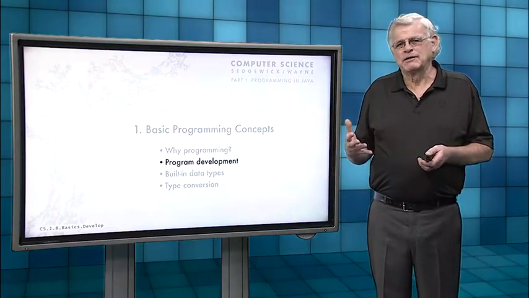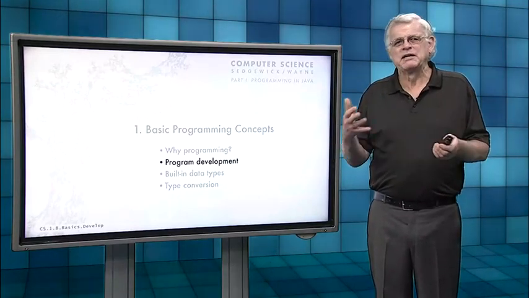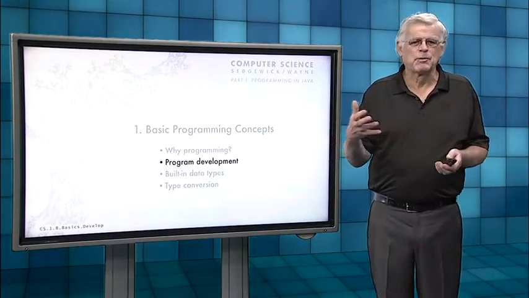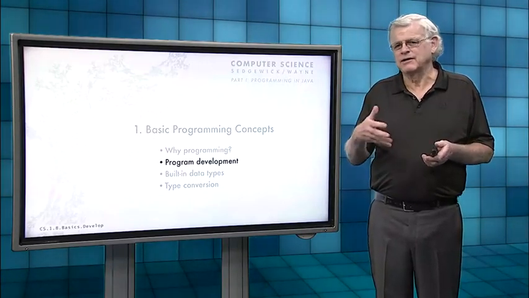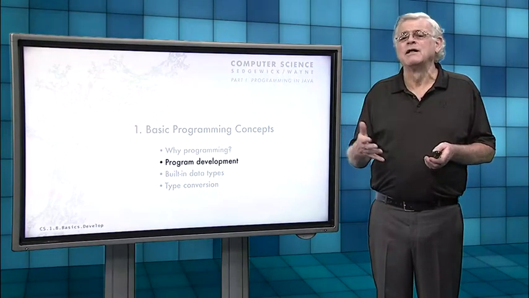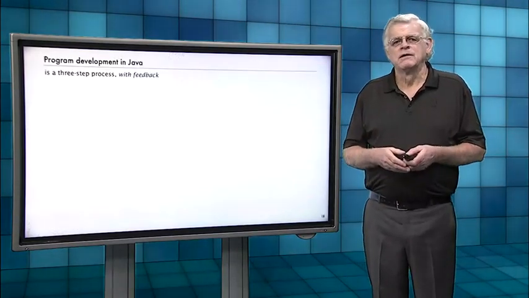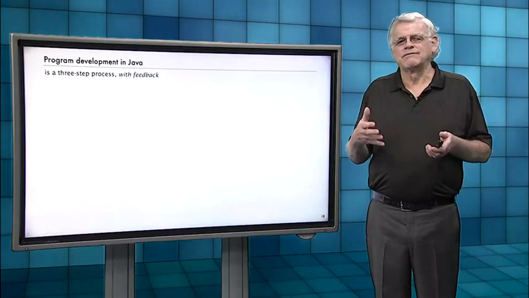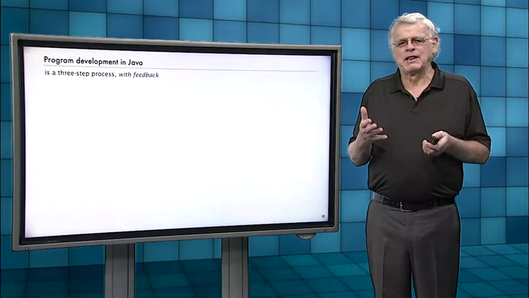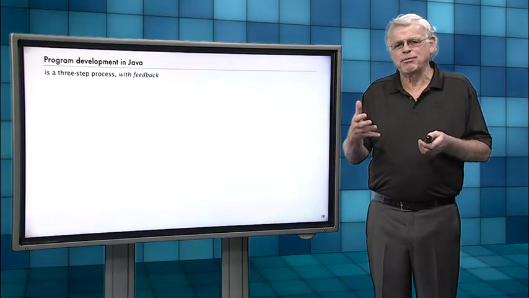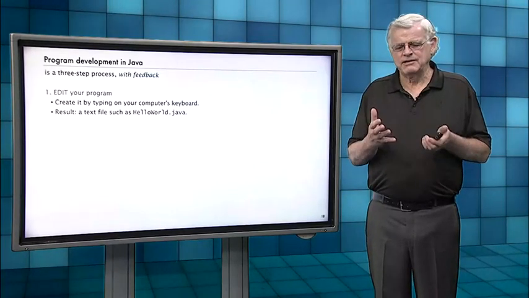And so, to answer the inevitable questions that we get about which way to develop a program is more appropriate, I want to put this in a little bit of historical context and also a little bit of understanding of the process of developing any program. So just taking a high-level view, program development in most programming languages is kind of a three-step process with some feedback. So the first thing you do is edit your program.